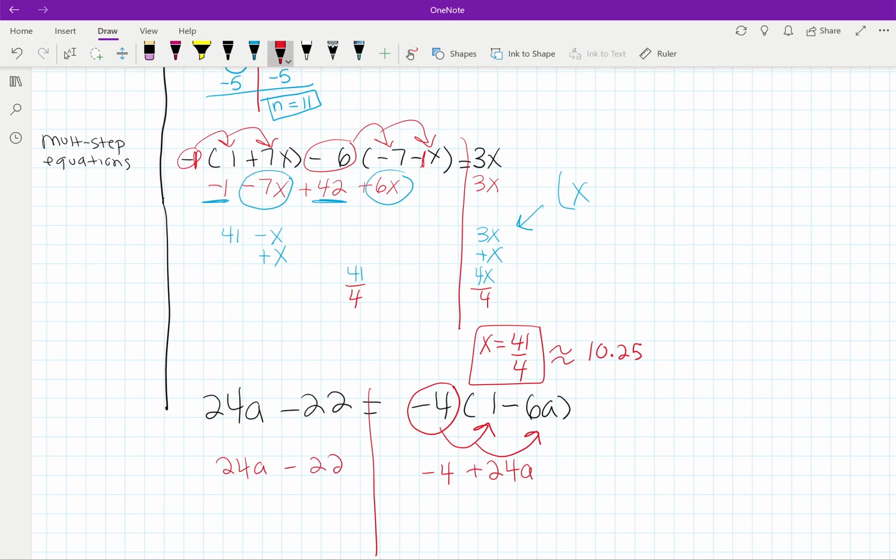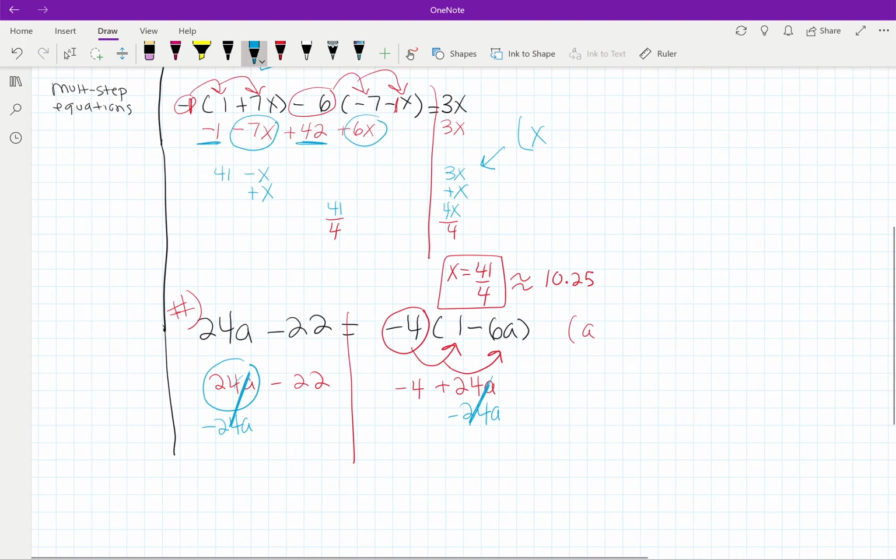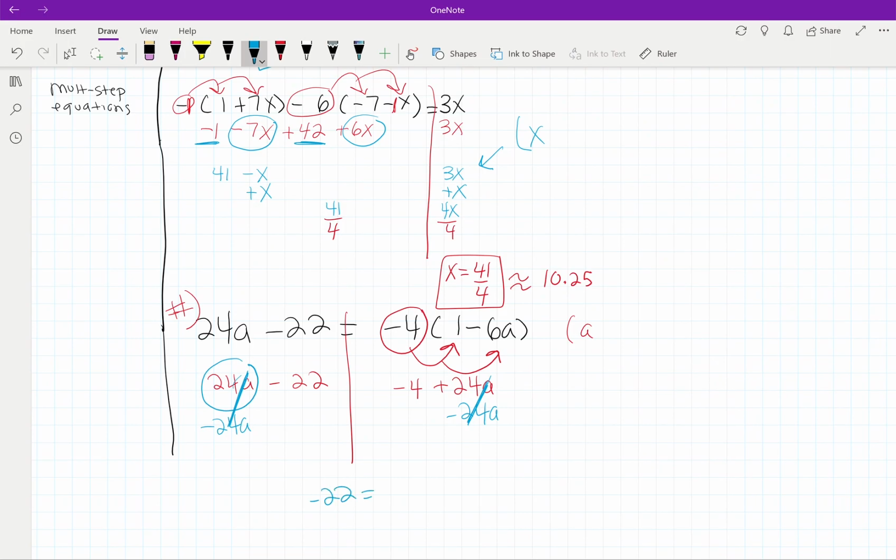24a minus 22. Remember, our goal is to get our variable by itself. So what I'm going to do is move all of my a's to this side and all of my numbers to this side. If I'm going to move my a's over, that means I need to do the opposite of this. So the opposite of positive 24a is negative 24a, which cancels. But notice over here, 24a minus 24a also cancels. So that means I'm left with negative 22 equals negative 4.